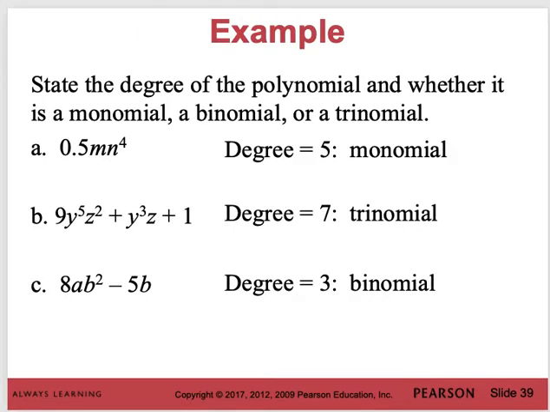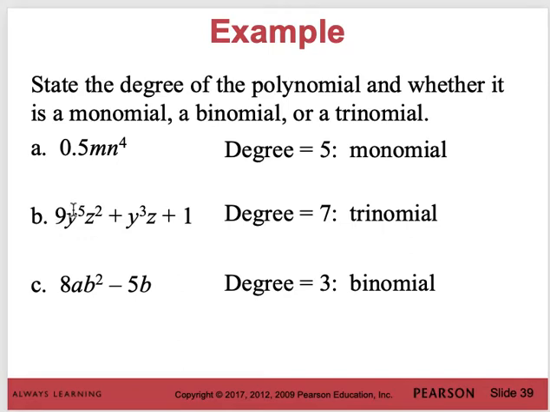So in these cases, we can state the degree of the polynomial and whether it is a monomial, a binomial, or a trinomial. So all of these are polynomials, we just have to say which type. So in our first example, we would have m raised to the first power, n to the fourth. 1 plus 4 gives us a degree of 5. This is all one term. It's all being multiplied together, so that is a monomial, one term.